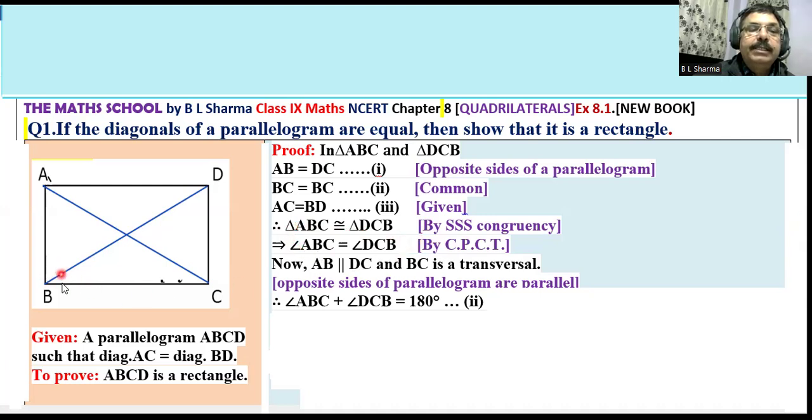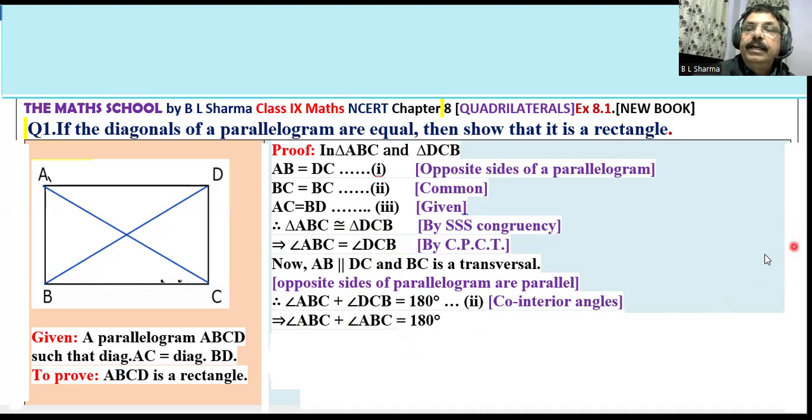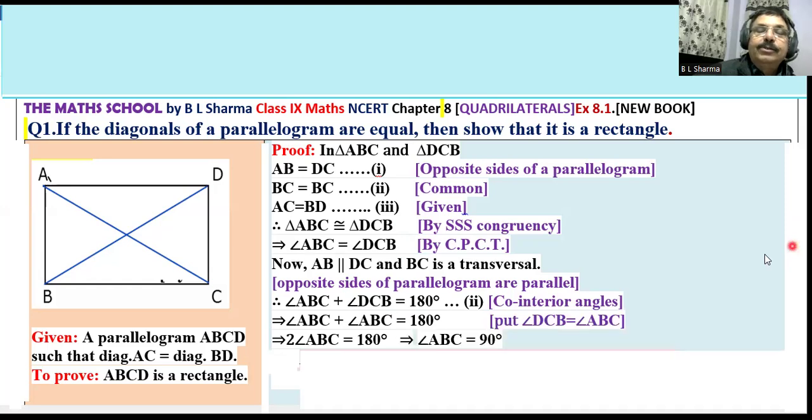दोनों ही angle equal हैं. This angle is equal to this angle and their sum is 180 degrees. That is why we can say that angle ABC plus angle ABC, means in place of angle DCB you write angle ABC, is 180 degrees. On adding, twice of angle ABC is equal to 180 degrees. So angle ABC is equal to 90 degrees.